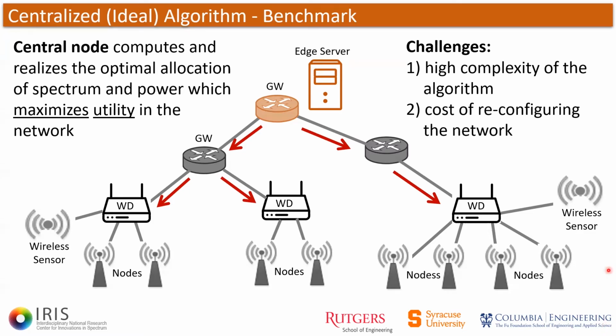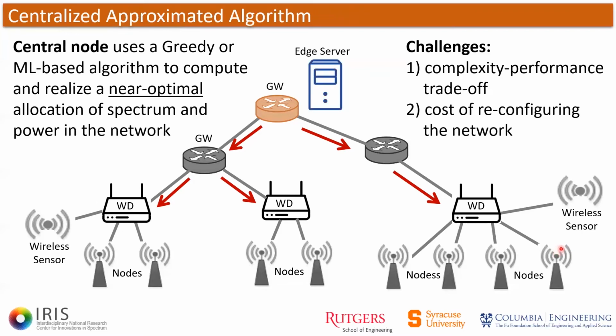To reduce the computational complexity, a more realistic centralized algorithm is one that uses greedy or machine learning-based approaches to compute a near optimal resource allocation in a short period of time. Naturally, the reduced computational complexity comes with the cost of performance. The challenge then becomes to develop an algorithm that performs well under various network settings.